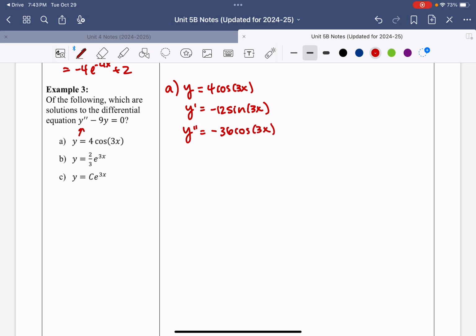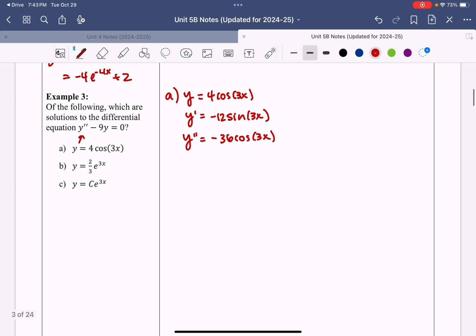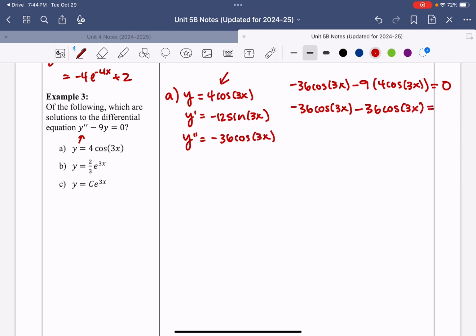So plugging all of this into the differential equation, we're going to see if this satisfies it to make it a solution. So y double prime is negative 36 cosine of 3x. Okay, I'm going to subtract 9 times what y was, 4 cosine of 3x. We're checking to see if this is equal to 0. Okay, so let's see. So I have negative 36 cosine of 3x minus 36 cosine of 3x. If I combine my like terms here, I'm going to get negative 72 cosine of 3x, which is not equal to 0.